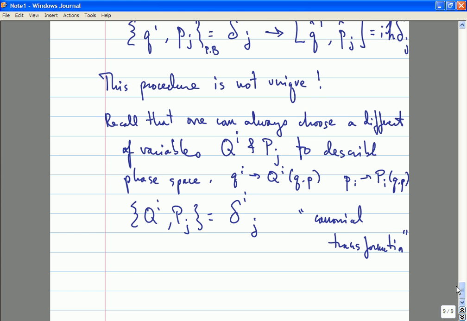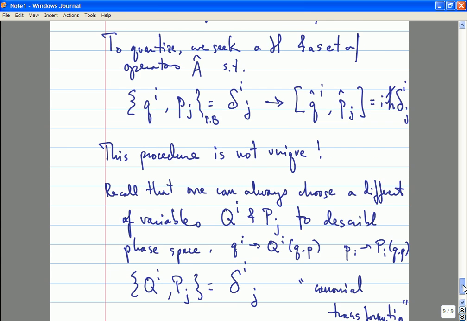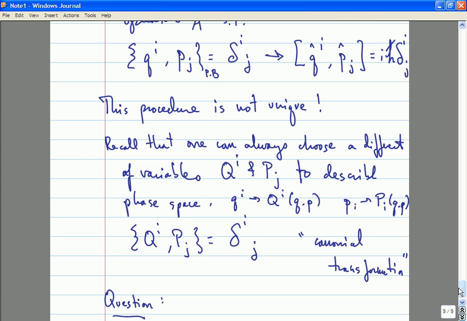So now we need to ask the following question. If you choose one particular set of dynamical variables, little q and little p, and you quantize in such a way that you get the fundamental Dirac commutation relation for little q and little p, would that give you the same answer as if you chose a different set of variables, big Q and big P, and then quantized in such a way that you had the fundamental Dirac commutation relation for big Q and big P?